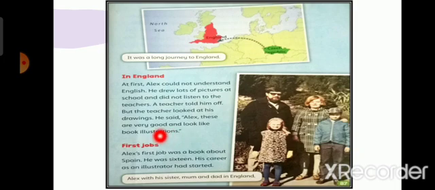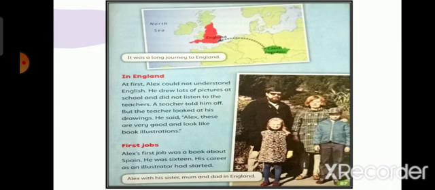First job. Alex's first job was a book about Spain. He was 16. His career as an illustrator had started. Children, this picture on the lower right side of page number 87 has Alex with his sister, mom and dad in England.